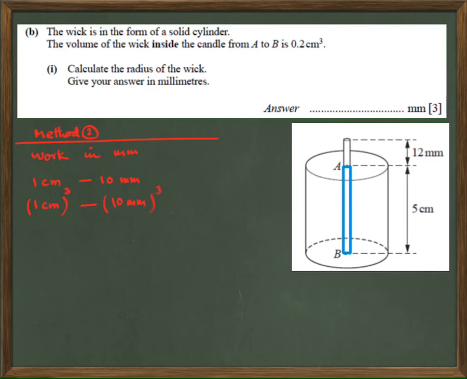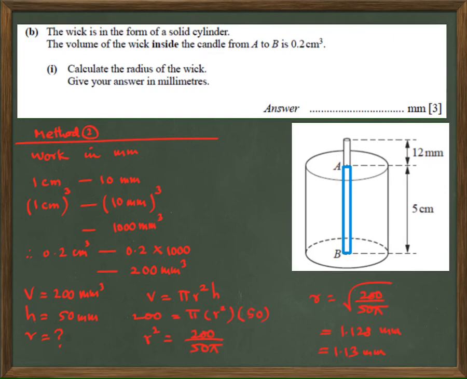Now, I have shown you both the methods. Let's look at this one first. That's the conversion in cube. So 0.2 centimeter cube is 0.2 into 1000, which is 200 millimeter cube. Volume is this much. Height is 550 millimeters. And then you find the value of R. So the value of R, of course, will come out to be the same thing as 1.13 millimeter.